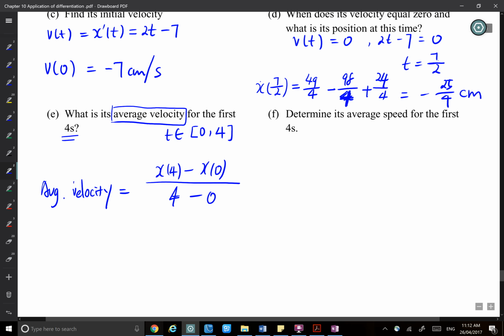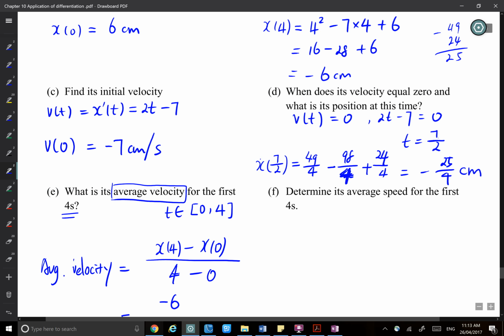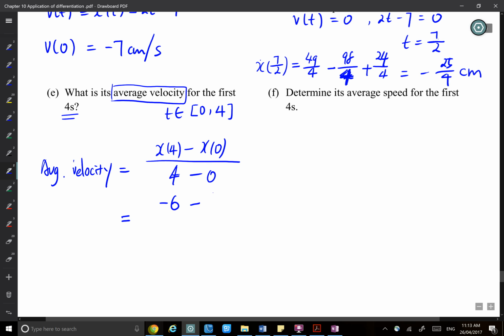That equals, okay, x4 is negative 6. Okay, you have it in part A, minus x0, which is 6. Divide by 4, that's negative 3 centimeter per second.